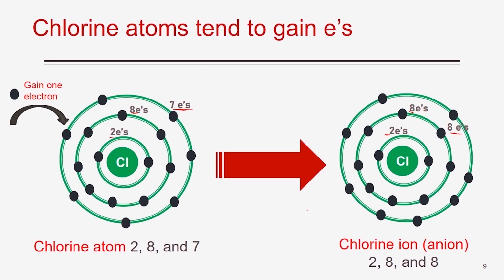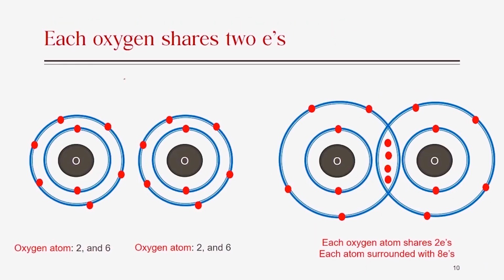Now moving to the third option, sharing electrons to obey the octet rule. Here you can see each oxygen atom has 2 electrons in the first level and 6 electrons in the second one. For each atom to obey the octet rule, it needs 2 electrons. So the 2 oxygen atoms share 2 electrons each. By that, each atom has 2 electrons in the first level and 8 electrons in the second one.